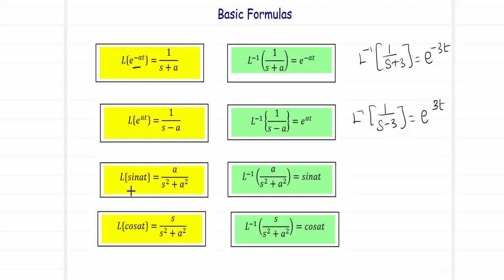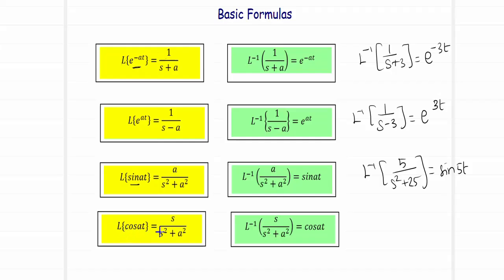Next, we know Laplace of sine at is a by s square plus a square. So take your Laplace to the opposite side. Laplace inverse of a by s square plus a square will give you back your sine at. So what can we say about Laplace inverse of 5 divided by s square plus 25? This is nothing but sine 5t.